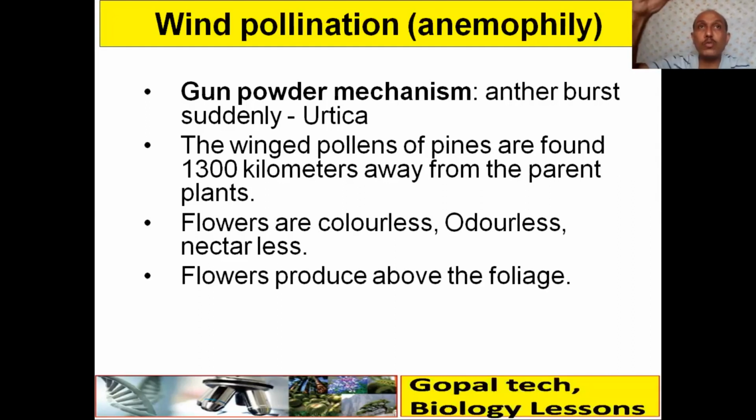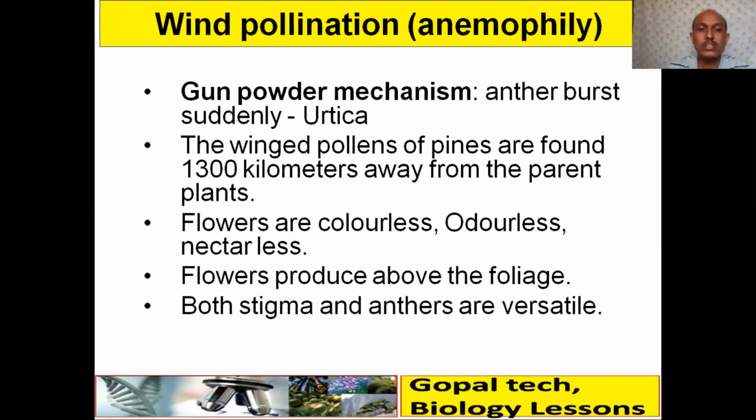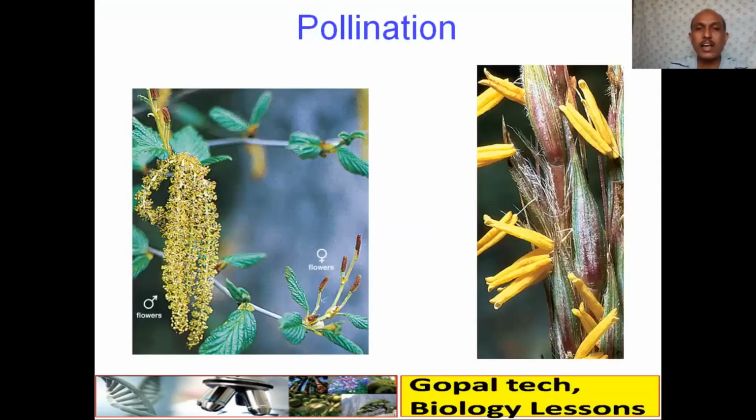Flowers are produced above the foliage, यानी leaves के ऊपर exposed रहते हैं, above the foliage. Both stigma and anthers are versatile, यानी ऐसे हिलने लगते हैं, so as to catch the pollen, and here the stigma is hairy and feathery. So these are the characteristics of wind pollinated flowers. Example मैंने दिखाया. इधर भी देख सकते हैं, flowers are unisexual, male flowers, female flowers, या anthers are versatile.